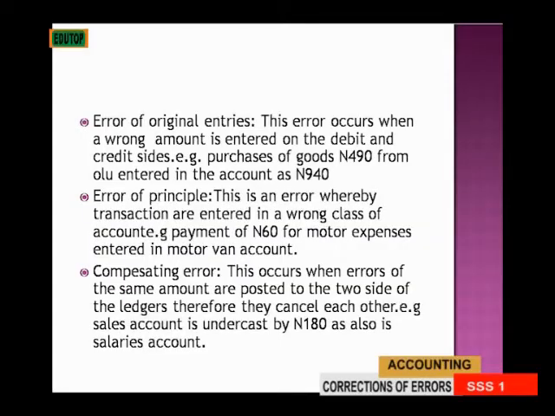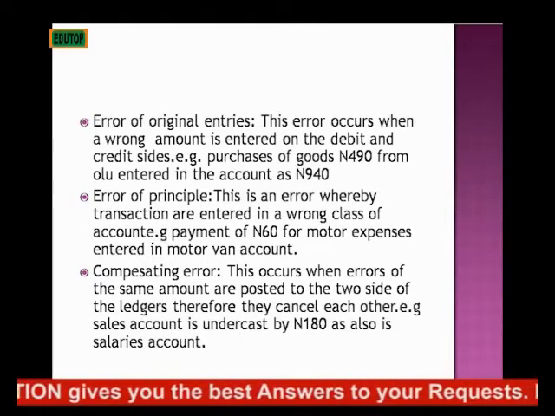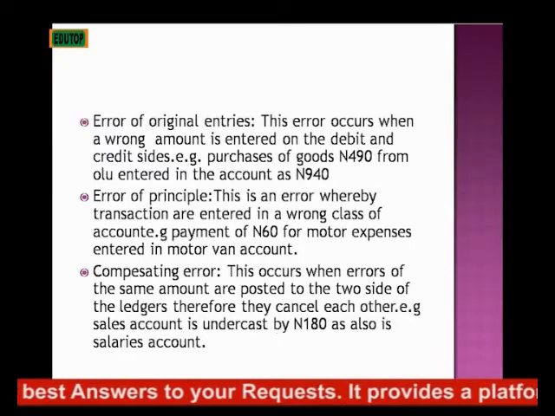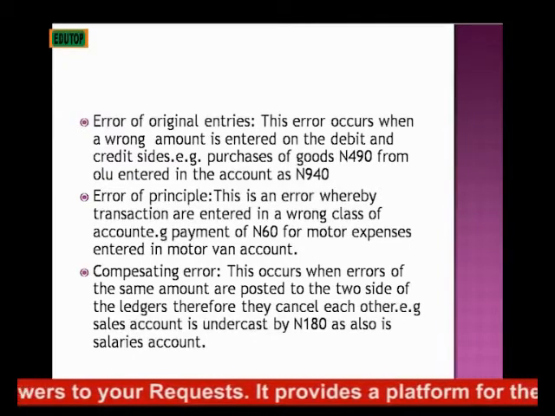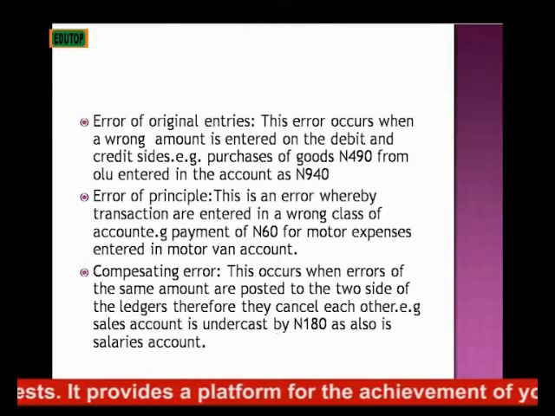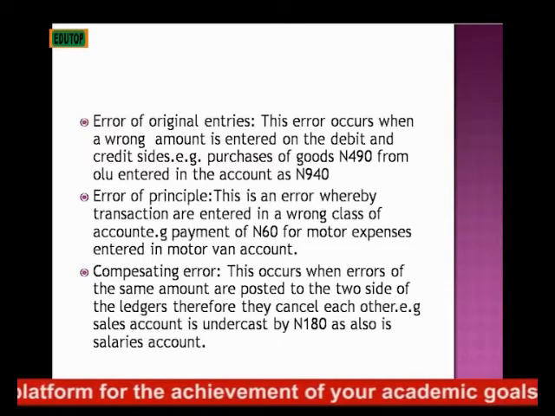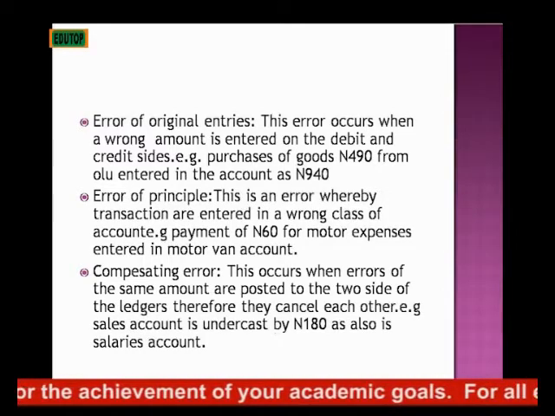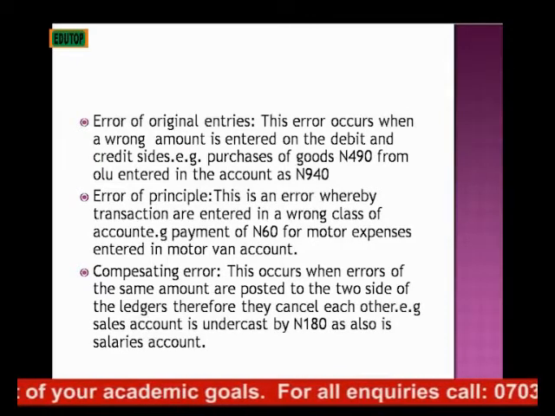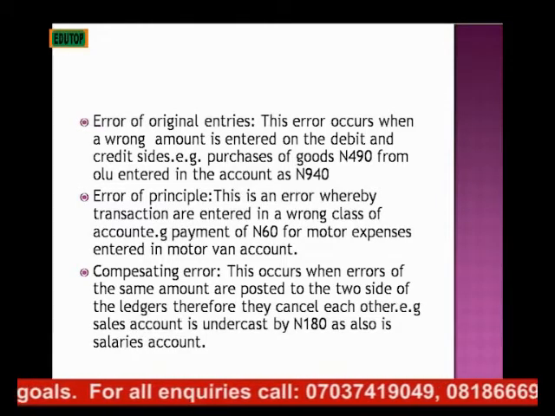So another one is compensating error. This occurs when errors of the same amount are posted to the two sides of the ledger. Listen to me. When errors of the same amount are posted to the two sides of the ledger, they cancel each other. For example, we have sales account undercast by 180 and also a salary account.